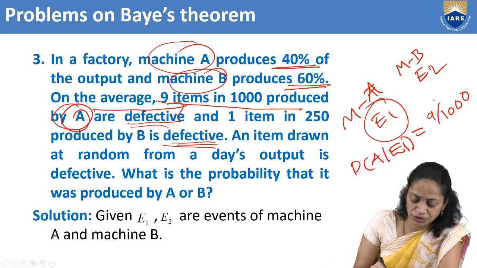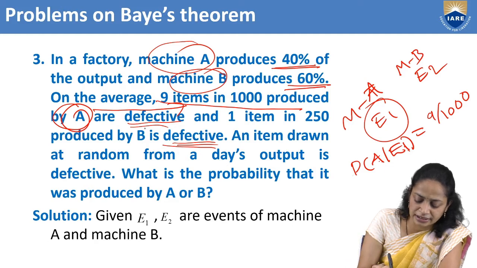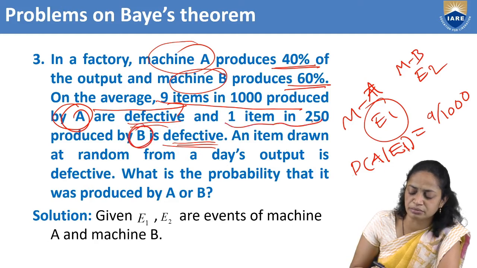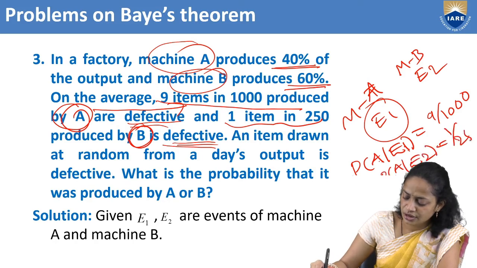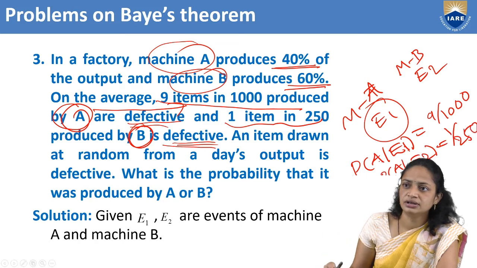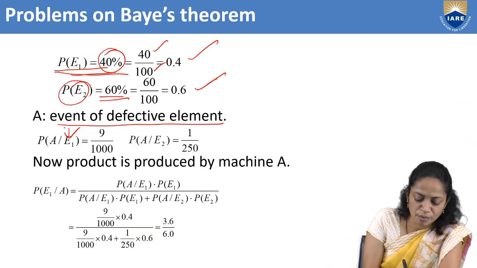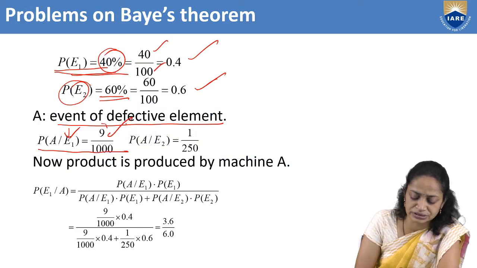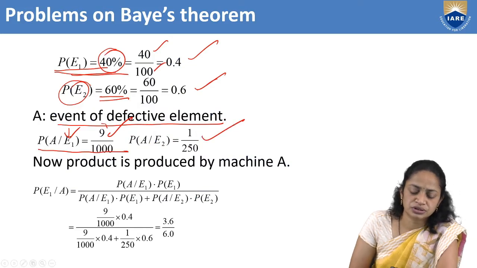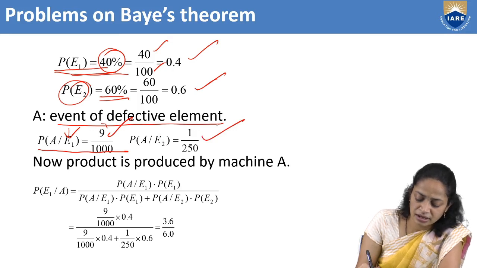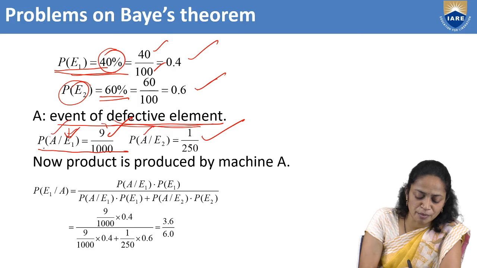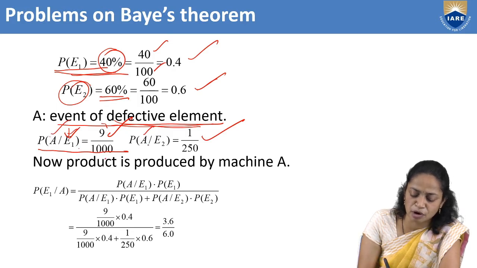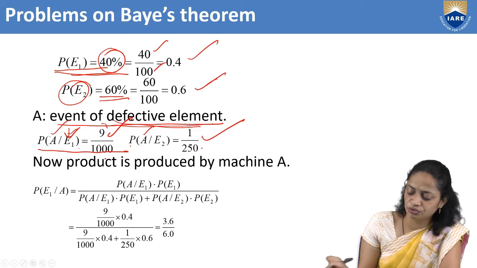Like that, we need to find the defective item for machine B, which is the probability of A given E2. That is equal to 1 by 250. So the probability of A given E1 is 9 by 1000 and the probability of A given E2 is 1 by 250, where from machine B we select a defective item.